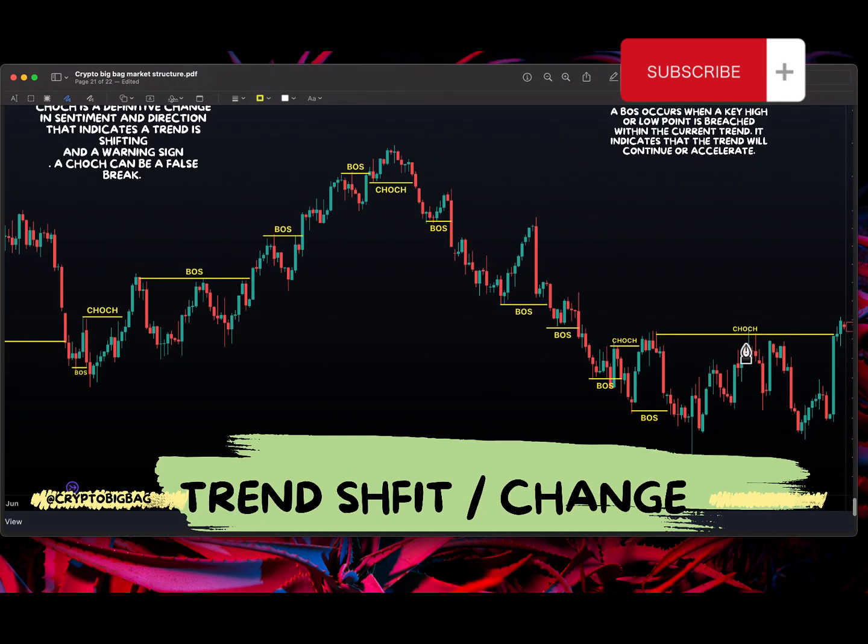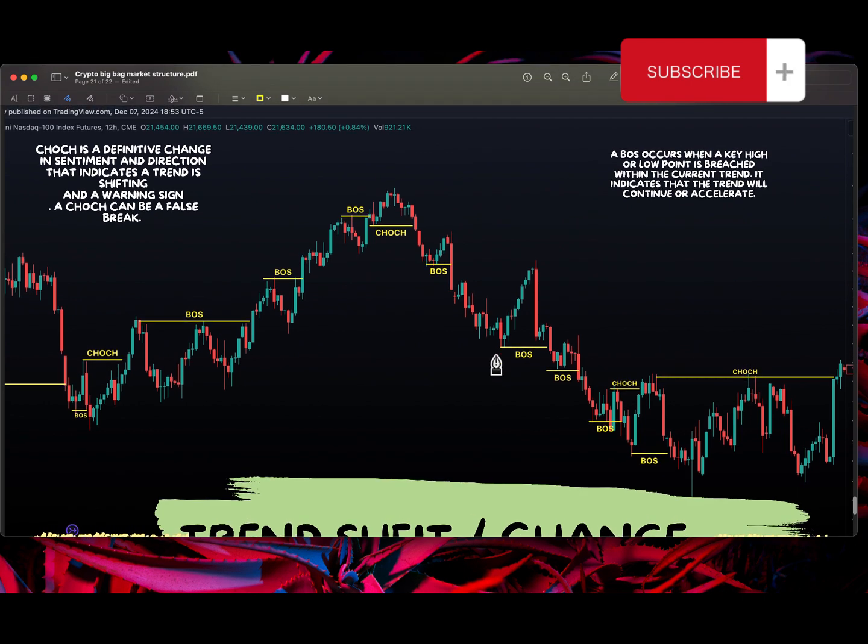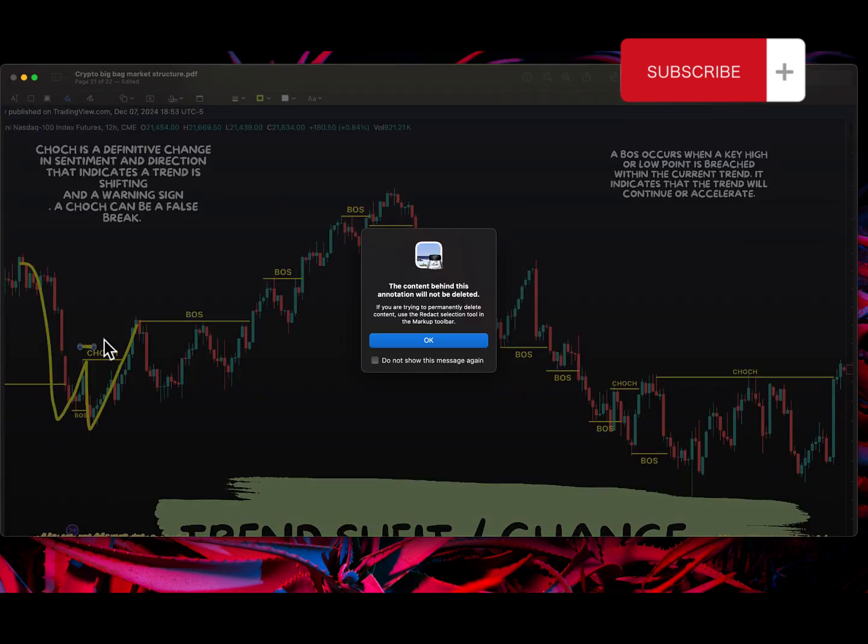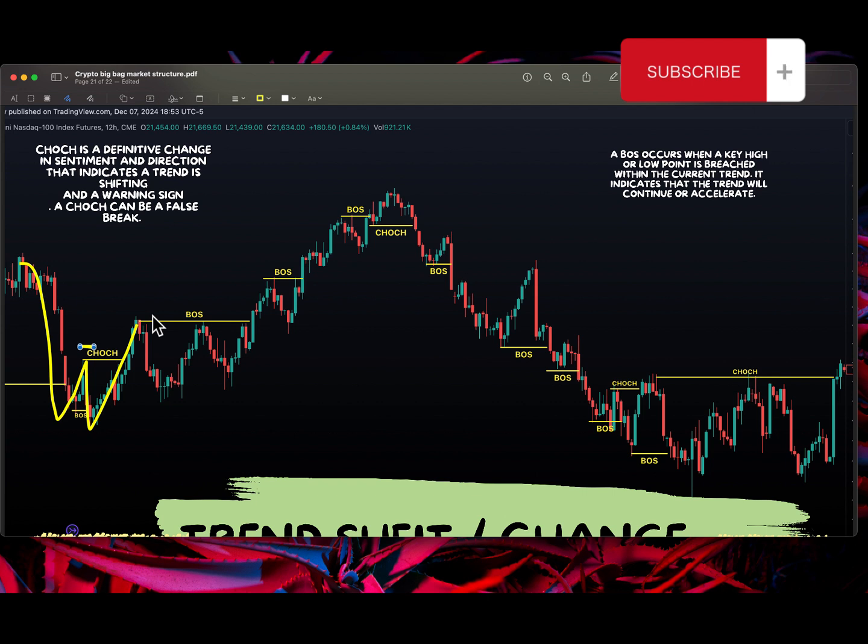I hope you understand. So I'm going to show you an example here on a real chart, a 12-hour Nasdaq chart. You can see price was moving down, creating a low, a lower high, a lower low. Price moved up for the very first time, breaching the recent high. It's a change of character. That was a change of character.